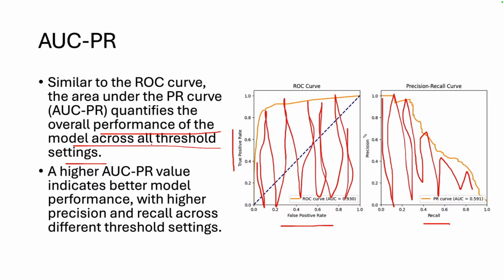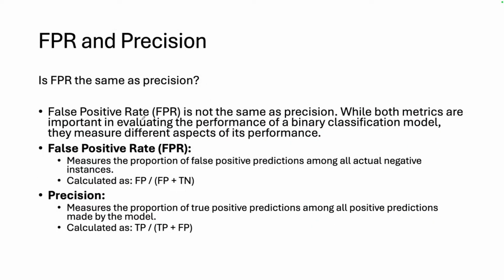What about false positive rate and precision? Are these essentially just the same charts? Is the false positive rate the same thing as precision? And the answer is no. So the false positive rate is calculated with this formula, which precision is calculated with this formula, which we're very familiar with now: true positives over true positives plus false positives.